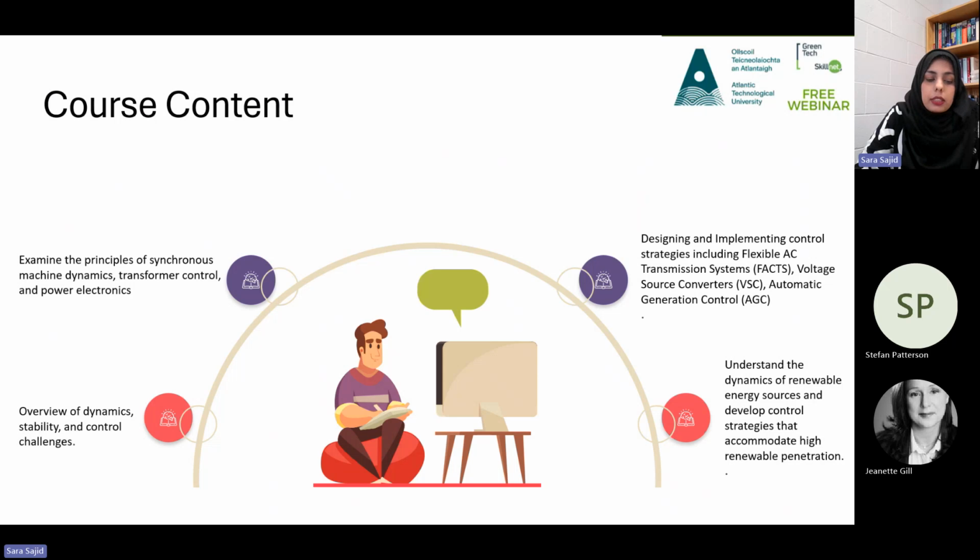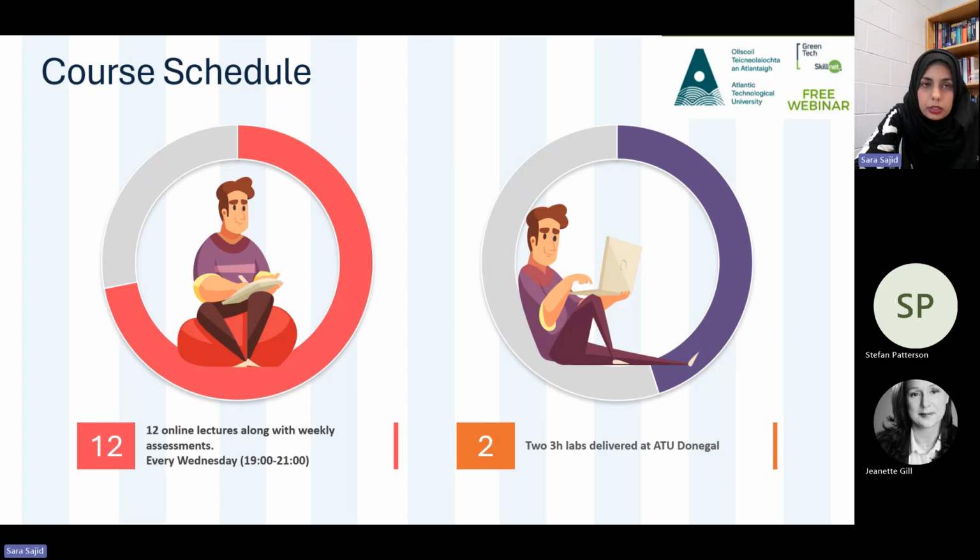Then later on, understanding the dynamics of the renewable resources. That's a very important part because we know that Ireland has a great potential for renewable energy, but when we integrate the renewable energy sources with our conventional grid, then there is a very big question about stability. So in this content, we will cover how we can integrate our renewable energy sources, how we can control them, and how we can make sure of the stability of our power grid system. So this is a very important part of this content.